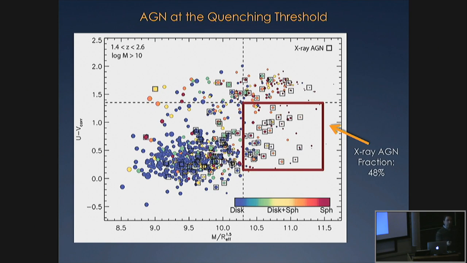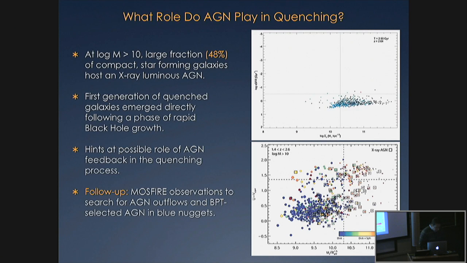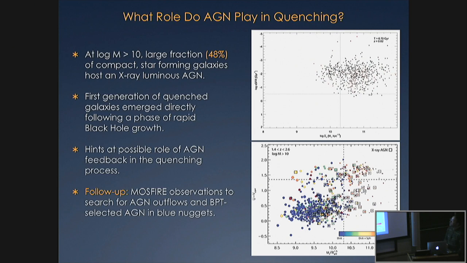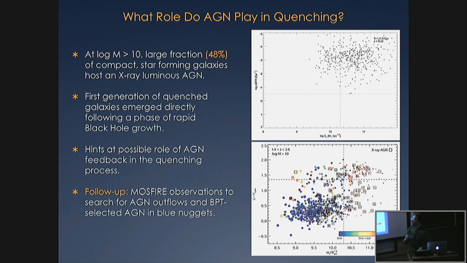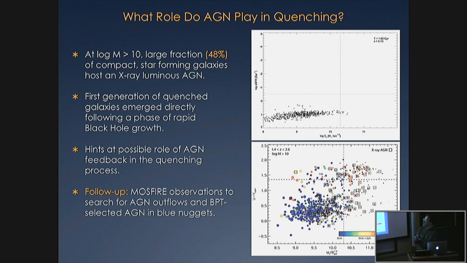activity precisely where the simulations require energy injection to end up driving these systems to quench. Like I said, by redshift 1, these systems are completely gone. These systems evacuate this region of space. So effectively, what we're finding is that at masses above 10 to the 10, we find a really large, about 50% AGN fraction in these compact star-forming galaxies.